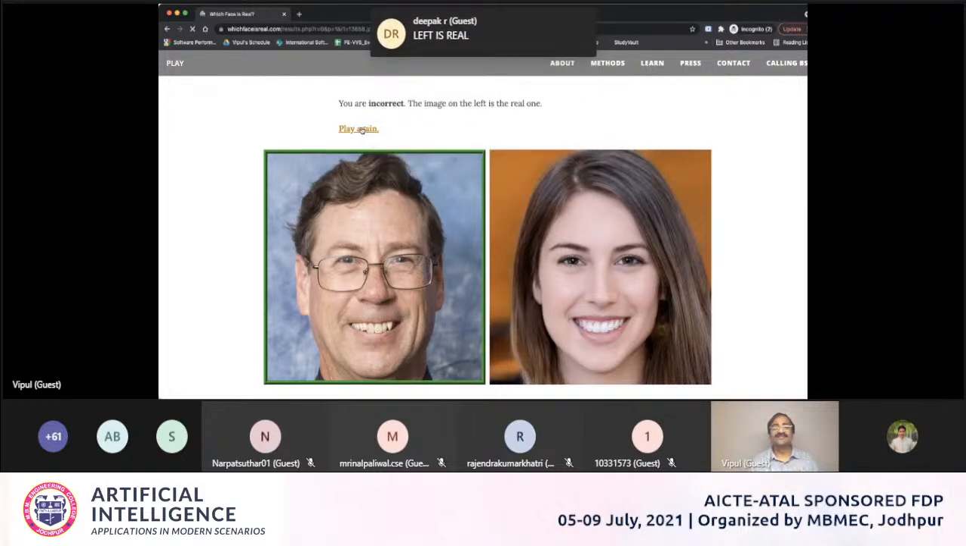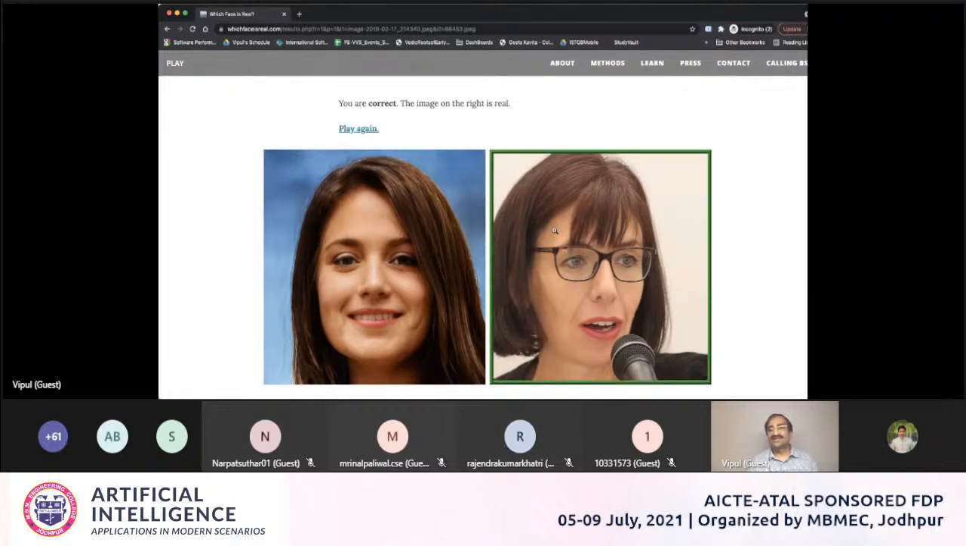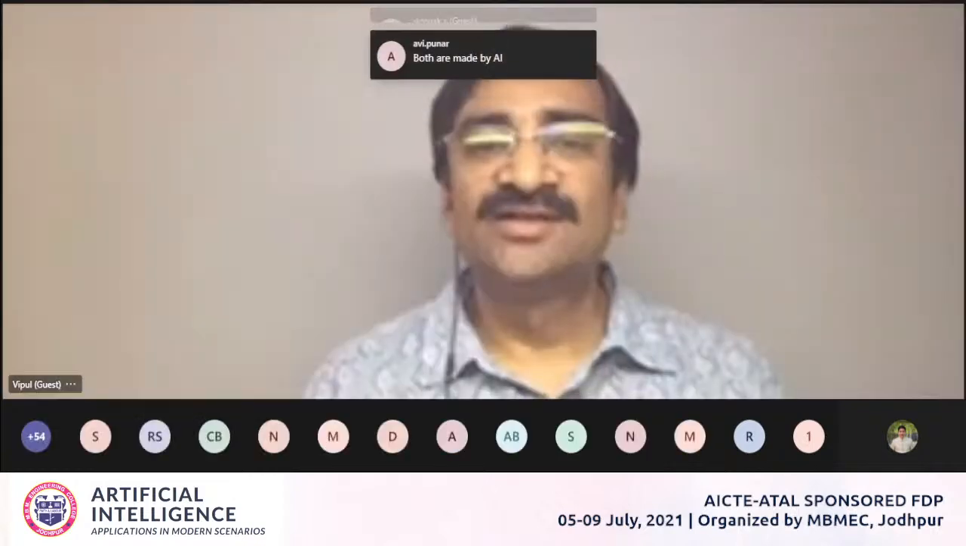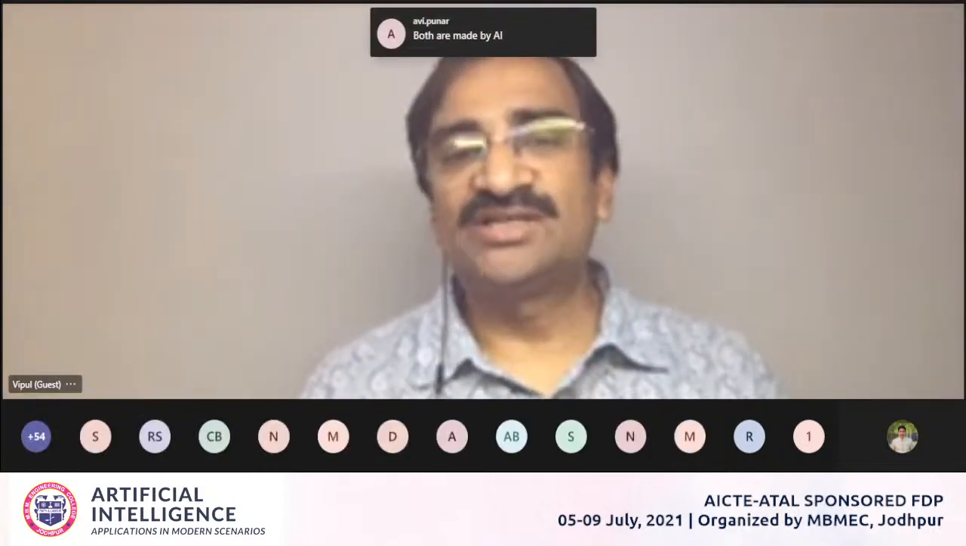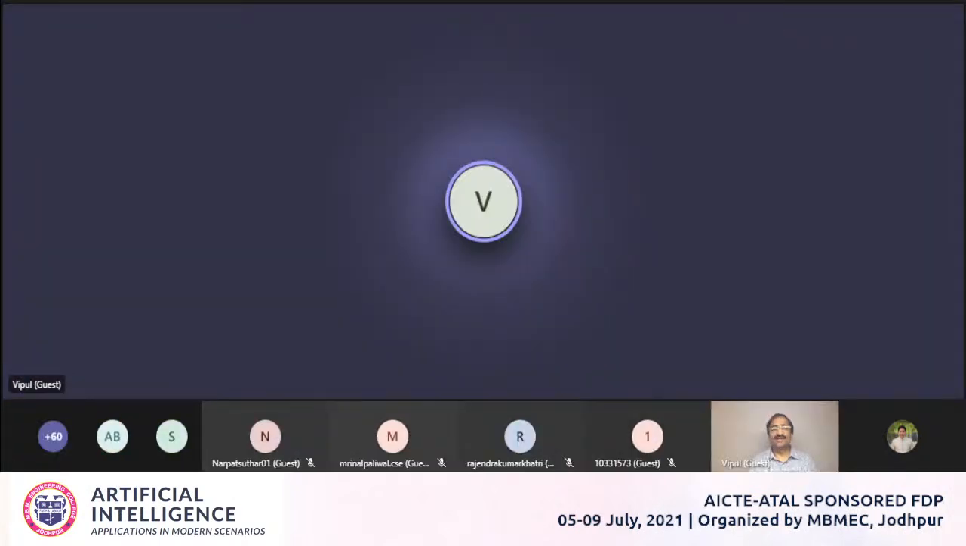Let's play it again. I'll do it just once more. Who is real? Maybe this person, the right-hand side person is real. You're correct. But the one on the left-hand side also looks realistic enough. There are more GANs available which produce even better results. This is just an example. So for test data generation, such GANs are being used more and more. Okay. Coming back to our presentation, I hope you can see my same diagram again.